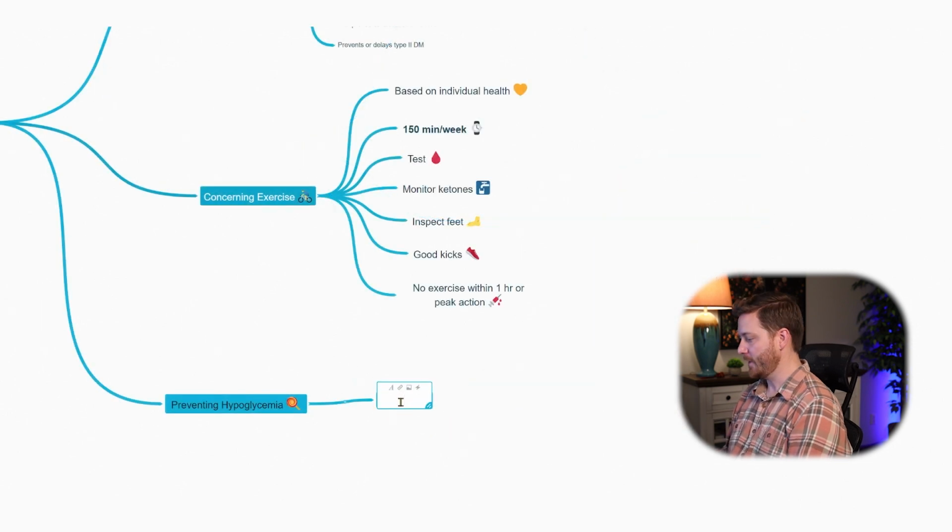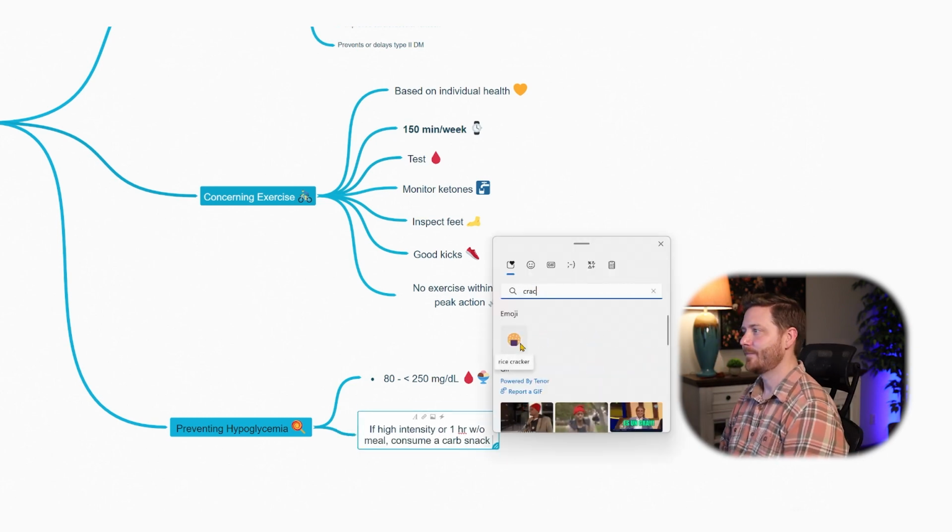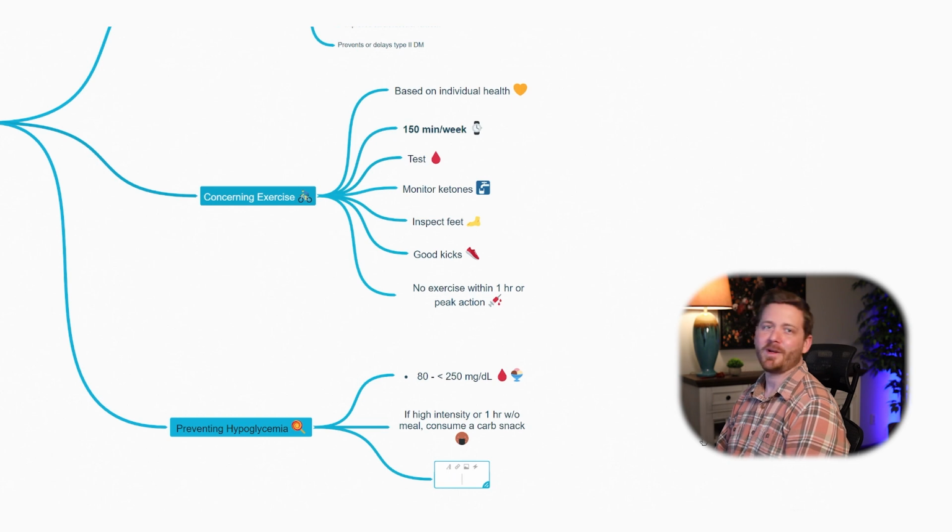Alright, so the first thing to know is blood glucose needs to be above 80 and under 250. Next, we need to let them know if it's going to be a high intensity workout or it's been an hour since they've eaten a meal, they need to consume a carb snack. So we always need to let them know to keep a simple sugar handy.